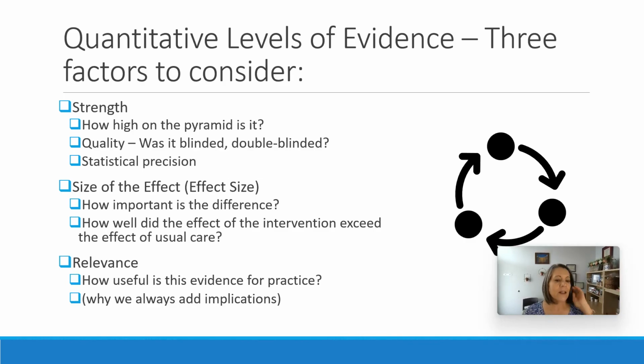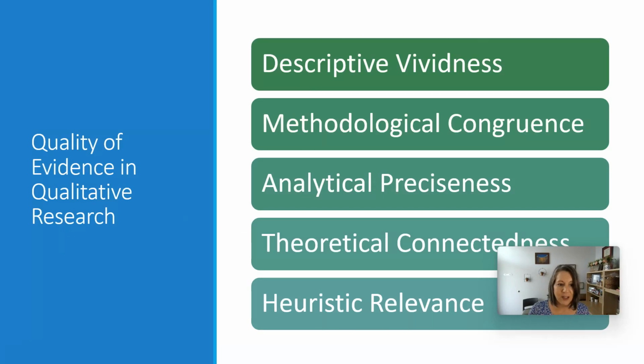Okay, size of the effect. Effect size is an important aspect that we have to look at with evidence. When it comes to quantitative studies, researchers should be reporting the effect size, because this is not only was it statistically significant, but how important was that difference? You can have a statistically significant difference between, say, 1 pound and 4 pounds of grip, but is there enough of a difference between 1 and 4 pounds to say, this is an intervention that we should actually use? It's an important difference when it comes to people performing their ADLs. And then relevance. How important is this information for using in practice? This is why we always add implications in our discussion section.